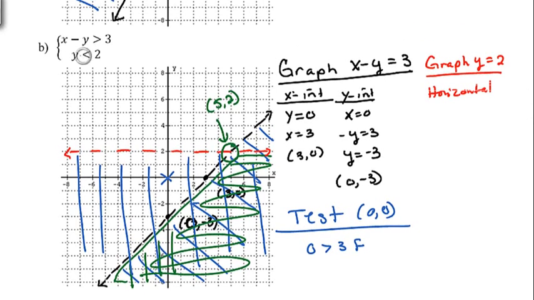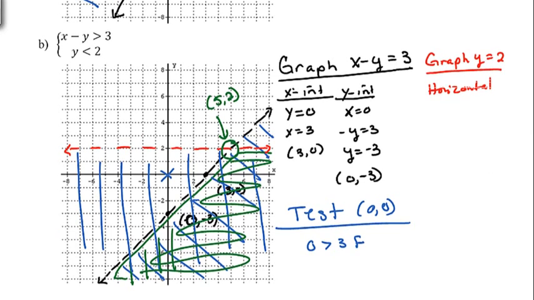But also, right on this line, y is equal to 2, and you could replace this y with a 2, so that would be x minus 2 equals 3, and then add 2 to both sides, and that would give you the y equals 5.